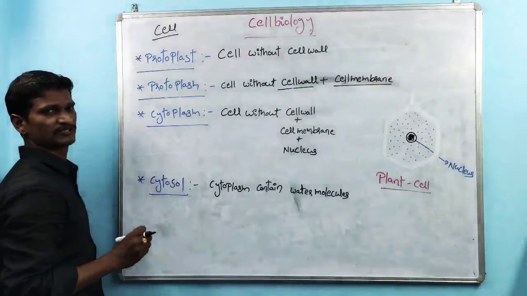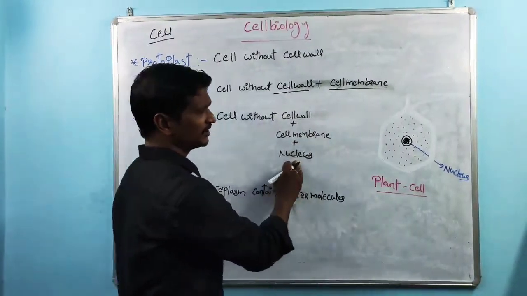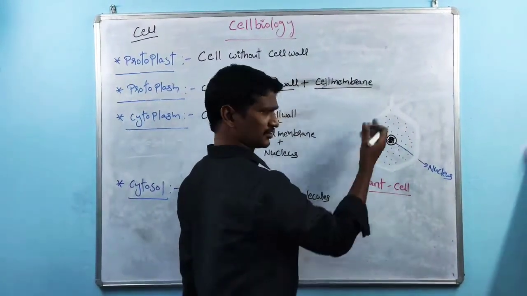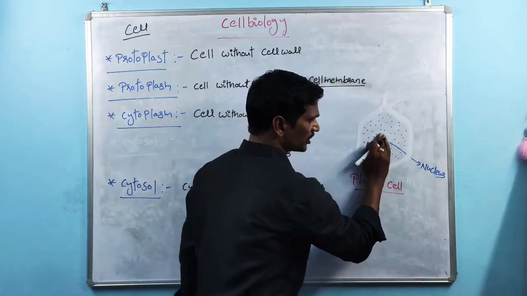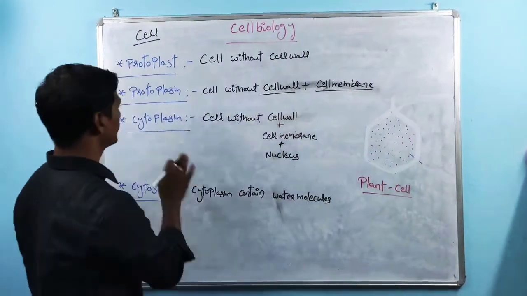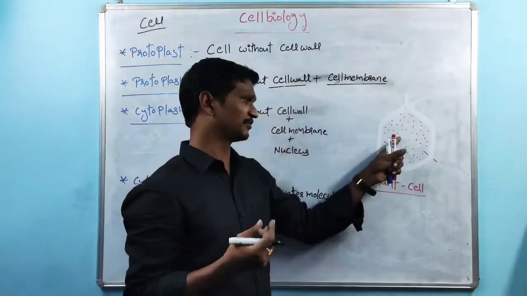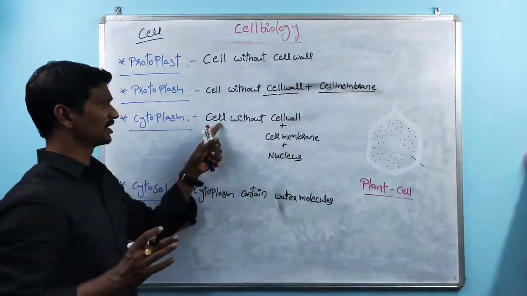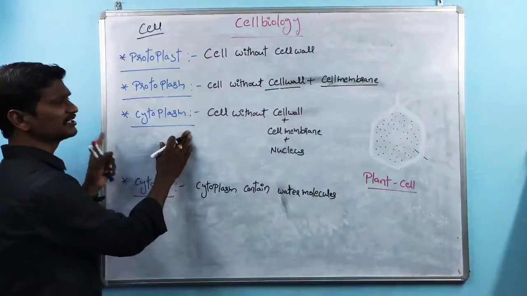And next one, cytoplasm. Cell without cell wall, cell membrane, nucleus. See, we already removed the cell wall and the plasma membrane or cell membrane, and at the center of the cell, nucleus is present. If we remove the nucleus, that remaining part is called as cytoplasm. Within that cytoplasm, cell organelles are present, except here, nucleus. We already removed the nucleus. So, cell without cell wall, cell membrane, nucleus, that part is called as cytoplasm.